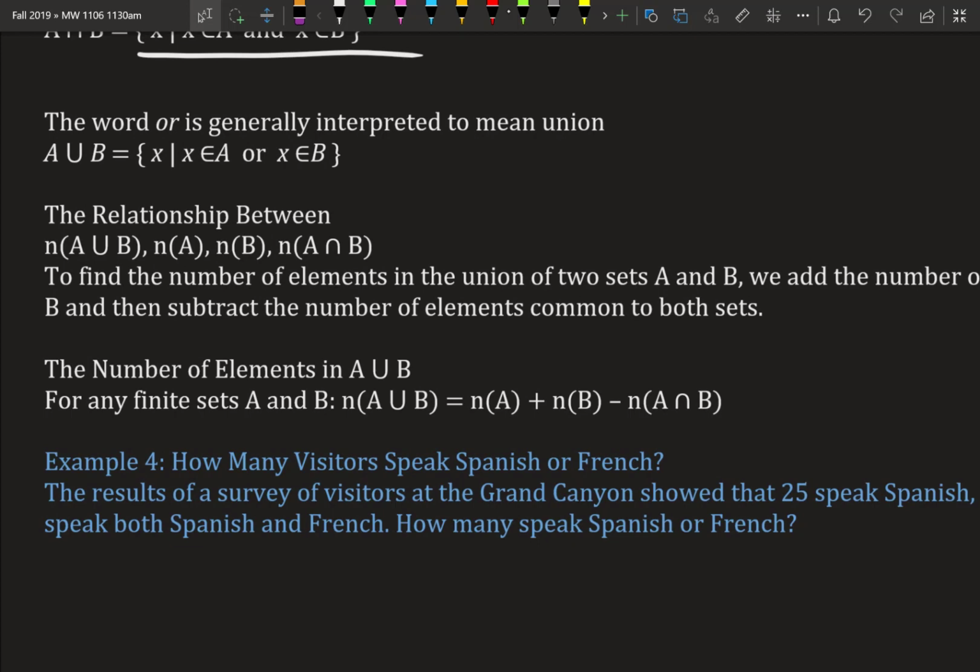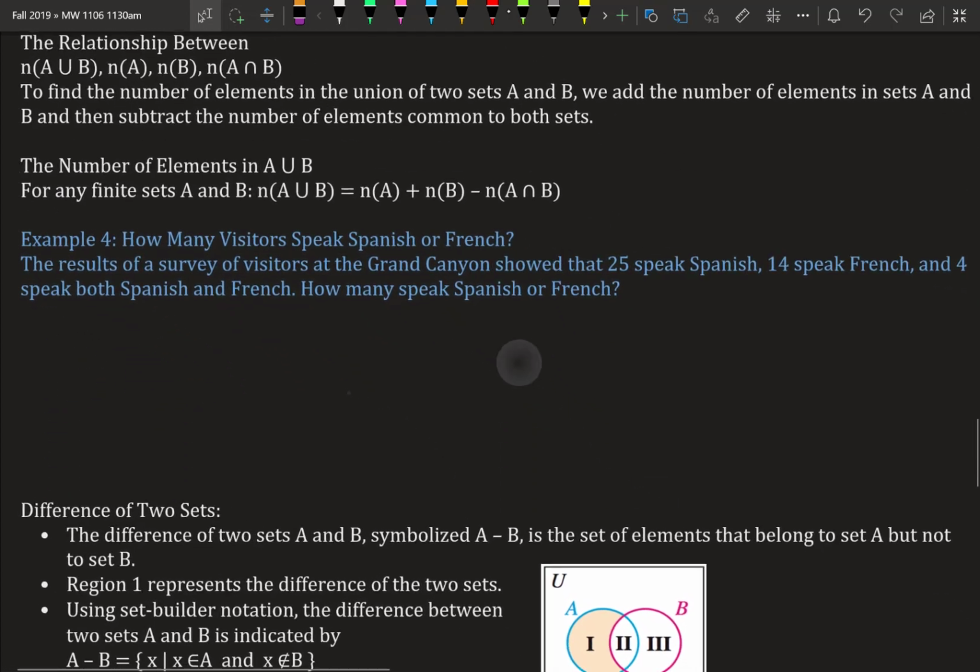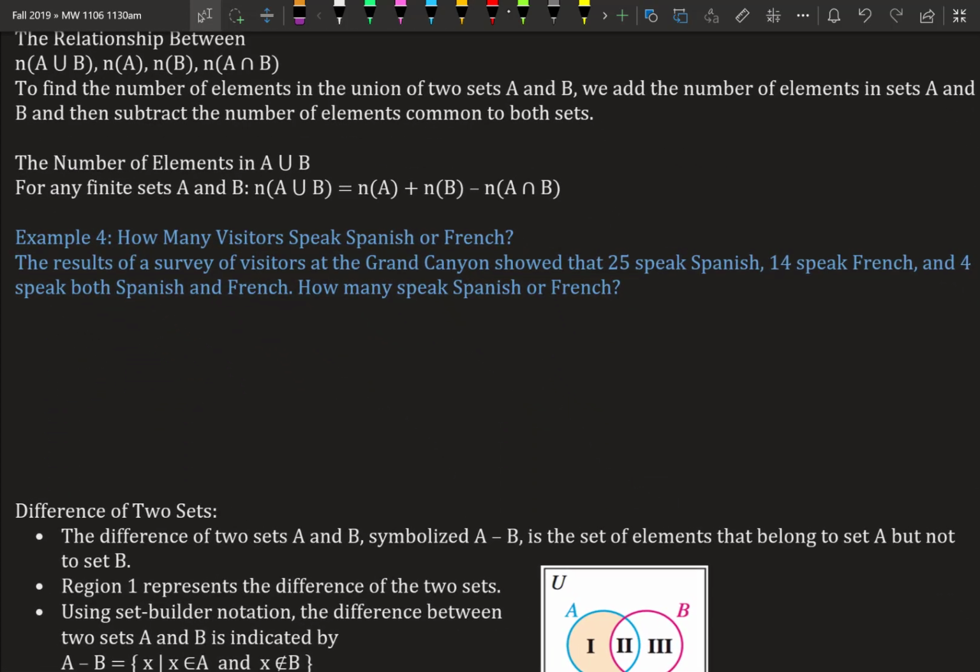So for any finite set A and B, the number of elements of the union of A and B equals the number of elements of A plus the number of elements in B minus the number of elements in A intersection B. And we're going to use that formula. I'll show you how easy it is to use, that you don't even need to memorize it. You'll just know to use it.